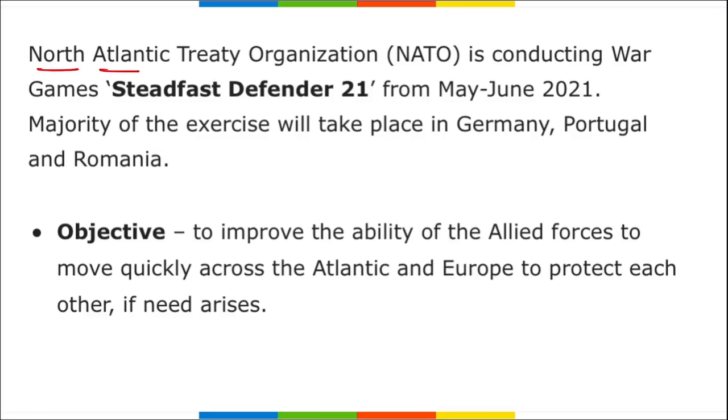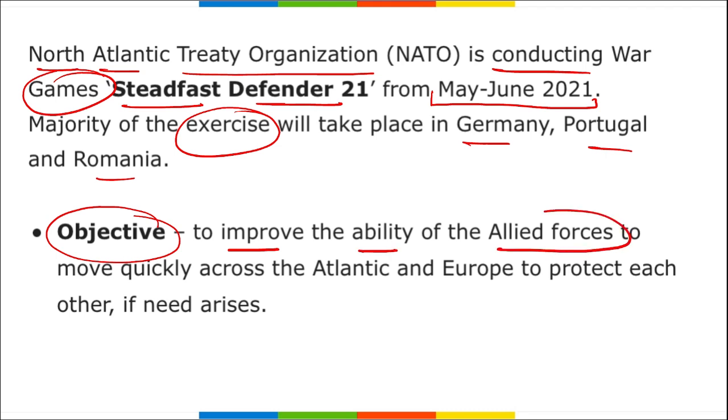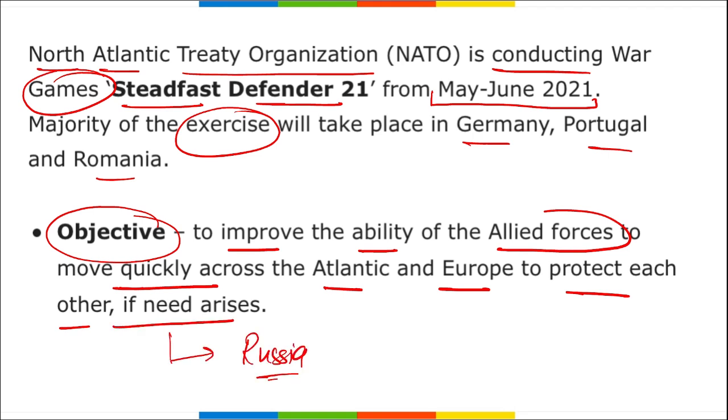NATO, that is your North Atlantic Treaty Organization, is conducting war games, that is Steadfast Defender 2021. They will be from May to June 2021. Also, the majority of these exercises will take place in Germany, Portugal and Romania. As we know, what is the objective? To improve the ability of the allied forces to move quickly across the Atlantic and Europe to protect each other if the need arises. Why? Because we are seeing aggression from Russia, and Russia has already invaded Ukraine.